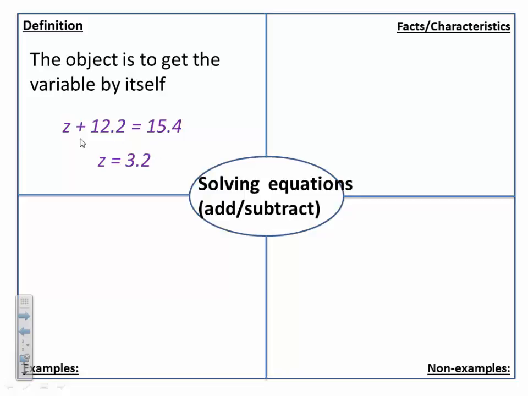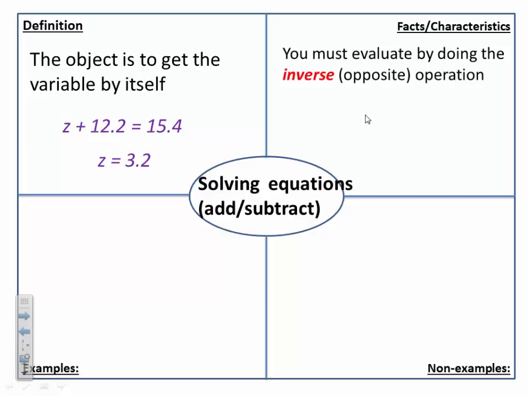In order to do that, to get the z by itself, we must do the inverse operation. Inverse of adding is subtracting. Inverse of subtracting is adding. Inverse of multiplying is dividing. Inverse of dividing is multiplying. Make sure that we're all aware of that. That's stuff that we've practiced. So, in order to get the variable by itself, we have to do the inverse operation. So, let's try it.